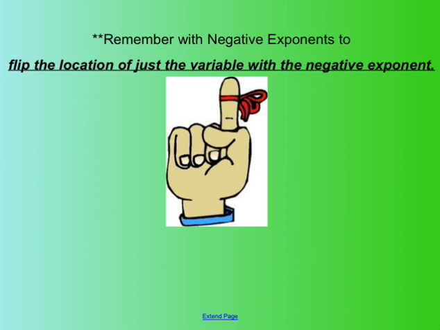Now here's where students make mistakes. Remember when you're doing negative exponents, that you only flip the location of just the variable with a negative exponent. You're not flipping all of the things associated with it. It is only the element or the letter or the number that's being raised to the negative exponent, not the coefficient that's with it, not the letter that's next to it, just the letter itself that has the negative exponent. Now let's take a look at what I'm talking about.